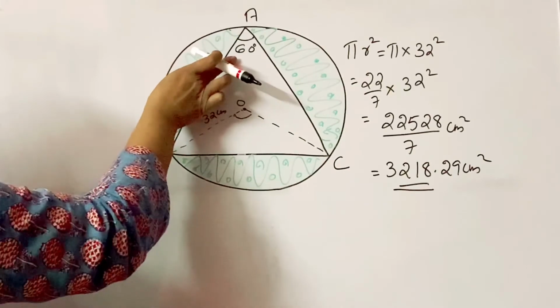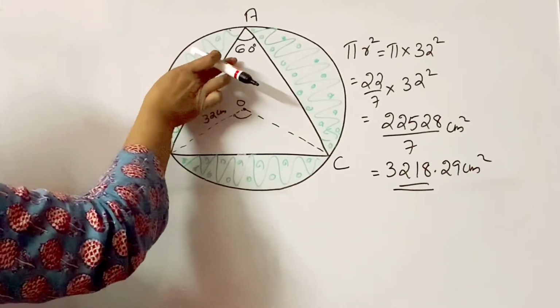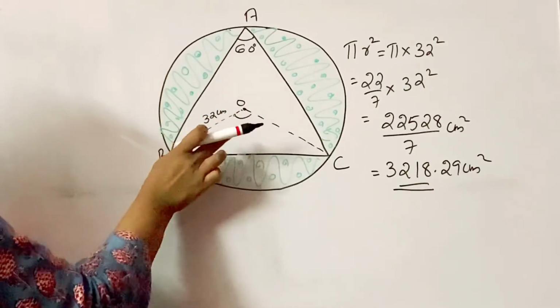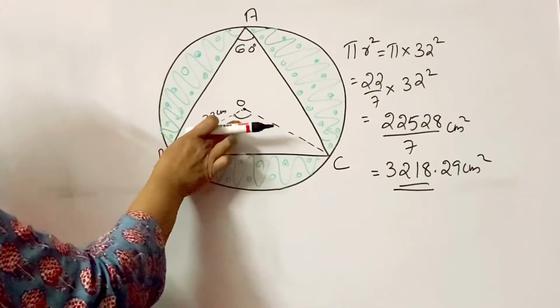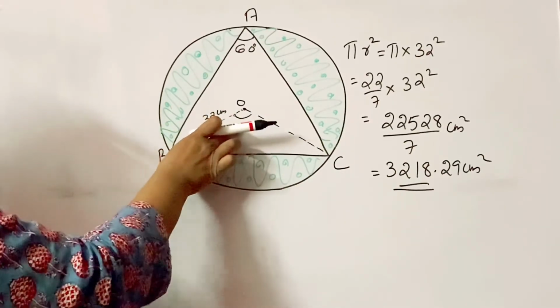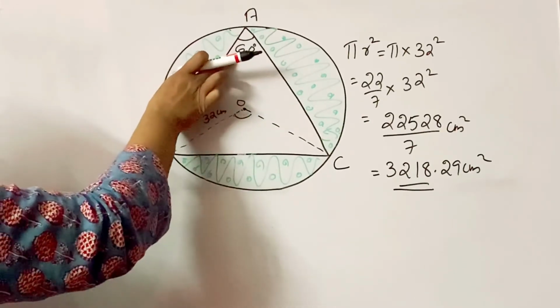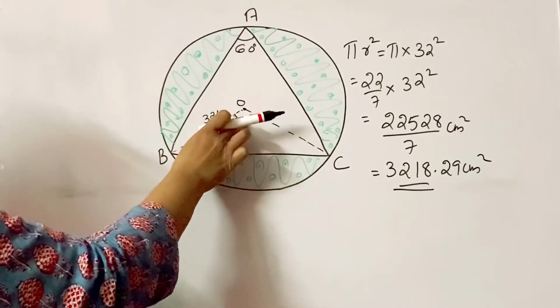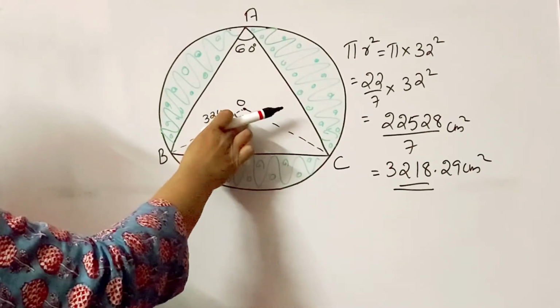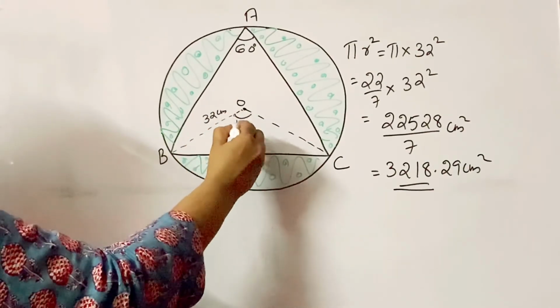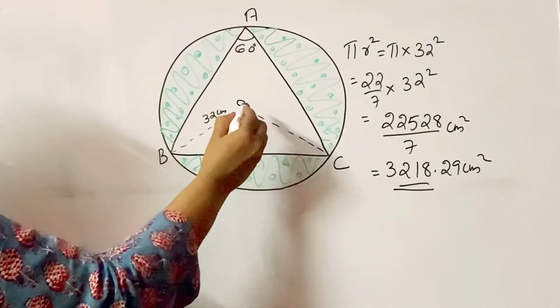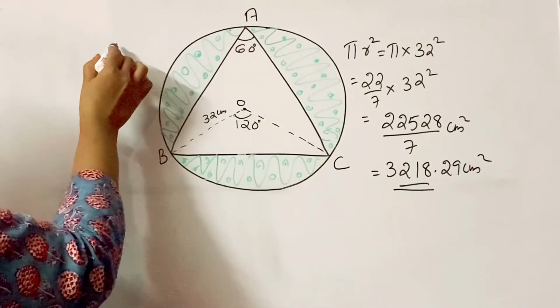We have already studied a property in circles. Angle subtended by an arc at the center is double the angle subtended by it at any point on the remaining part of the circle. That means this will be double of this angle. That means this is 120 degrees. Now take the triangle BOC.